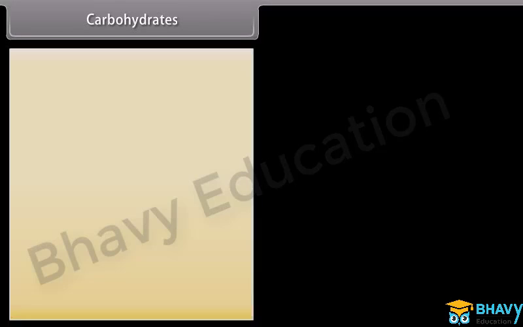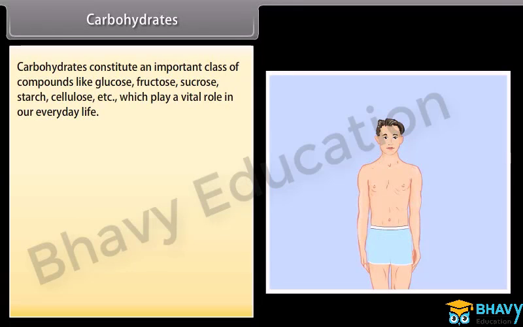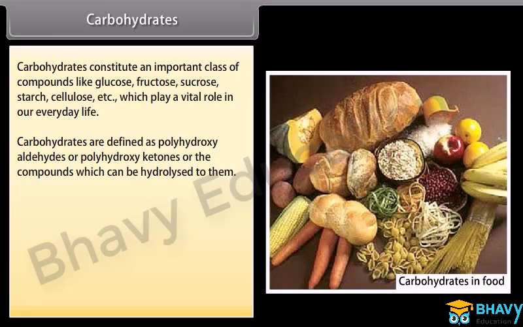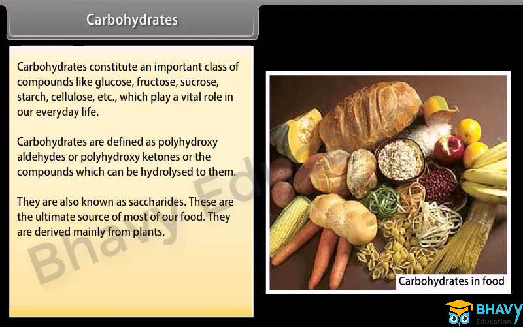Carbohydrates. Carbohydrates constitute an important class of compounds like glucose, fructose, sucrose, starch, cellulose, etc., which play a vital role in our everyday life. Carbohydrates are defined as polyhydroxyaldehydes or polyhydroxyketones, or the compounds which can be hydrolyzed to them. They are also known as saccharides. These are the ultimate source of most of our food. They are derived mainly from plants.